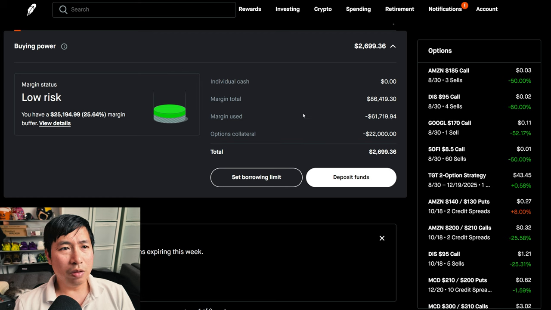This is a margin account. My margin total is $86,419.30. My margin used is $61,719.94. My options collateral is $22,000. This leaves me with $2,699.36 in buying power.